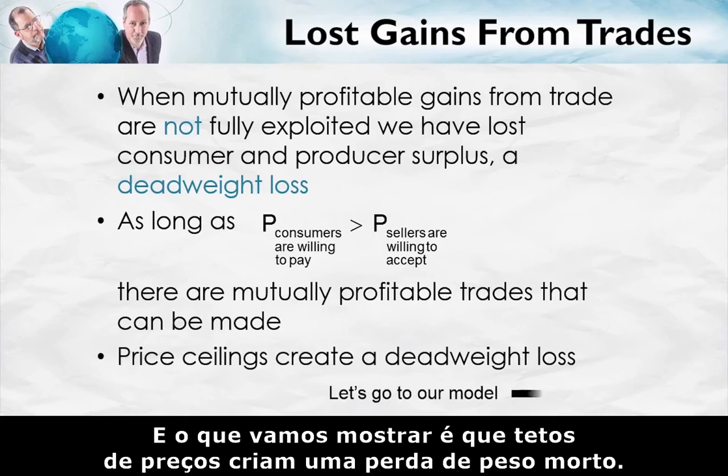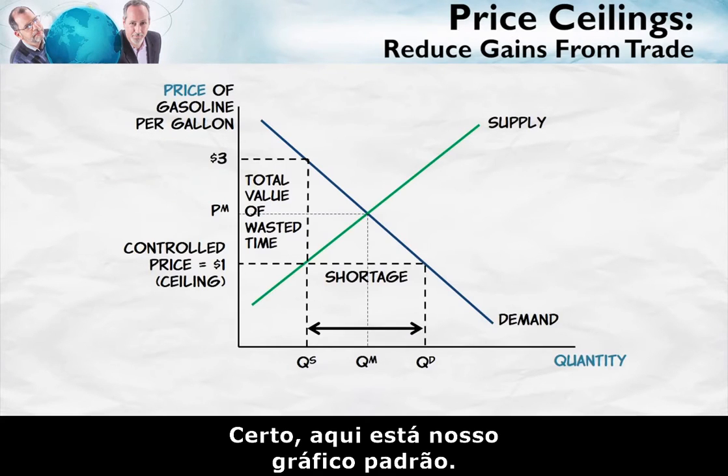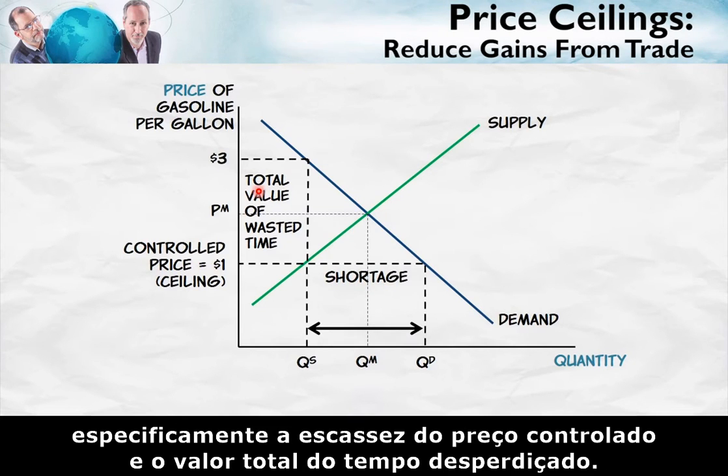And what we're going to show is that price ceilings create a deadweight loss. Not all of the mutually profitable trades will be made. Let's take a look. Okay, here's our standard diagram. I've just labeled some things we talked about in earlier lectures, namely the shortage at the controlled price and the total value of wasted time.